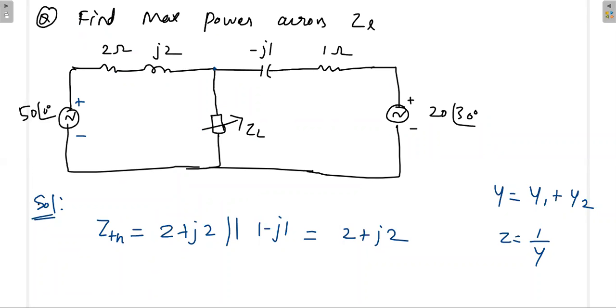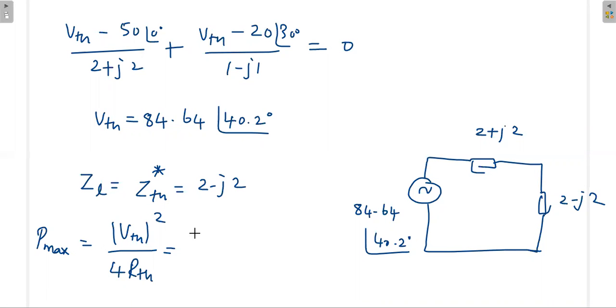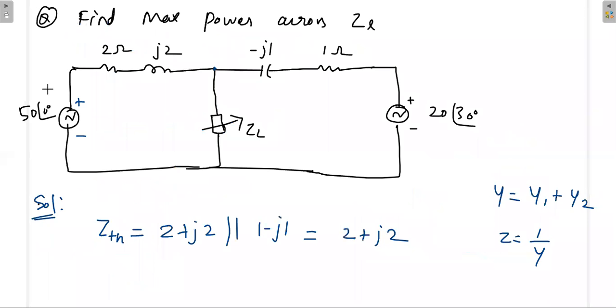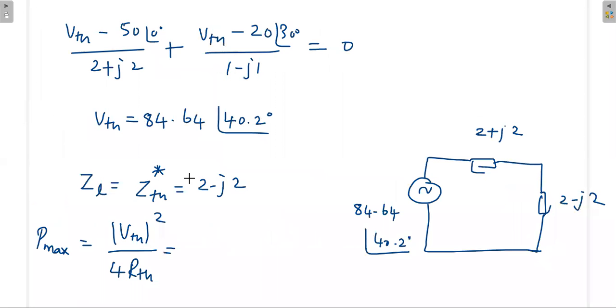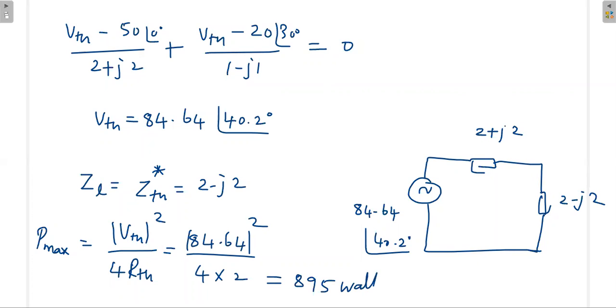If it is already in RMS, then you can use that 50. So if both 50 and 20 are already in RMS, then the V Thevenin that you got is also already in RMS. There is some ambiguity, but if you consider it like that, you can directly use it. Anyway, they have to mention it. So if it is already in RMS, you can directly use this formula. Then finally you will get the answer 895 watt. Okay, so next question.